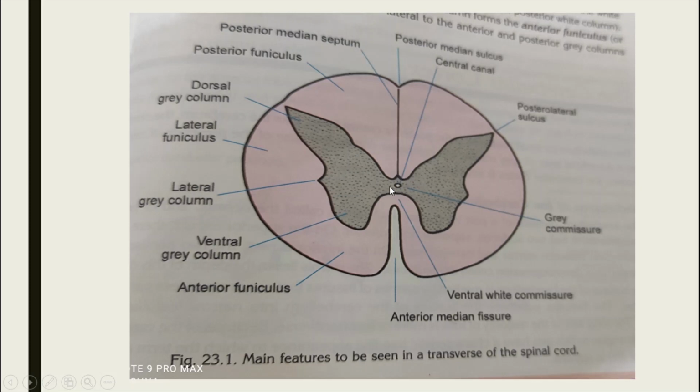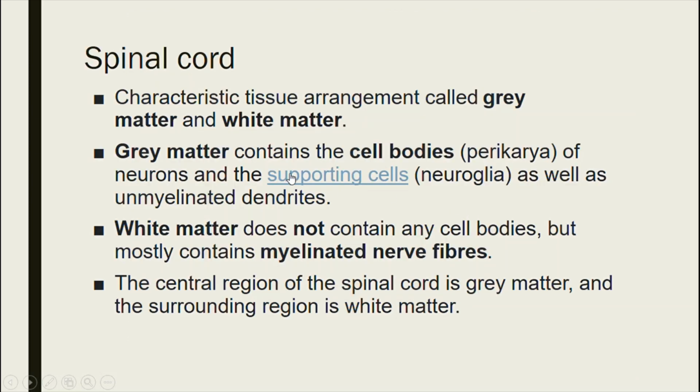Through the central part of the grey matter we can see the central canal, through which the CSF passes. So these are the features which can be seen in a section of spinal cord. The characteristic specialities are that the tissues are arranged with grey matter at the central portion and white matter at the outer portion.